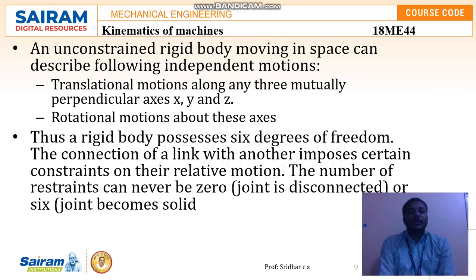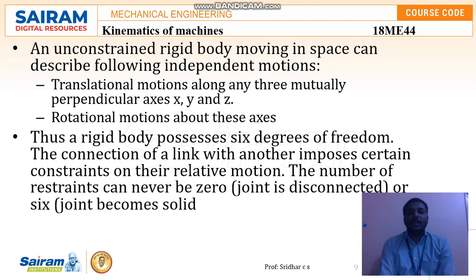Continuing, an unconstrained rigid body moving in space will have 6 degrees of freedom. The 6 degrees are three translational motions and three rotational motions, with respect to the axes x, y and z. So along with it, 6 degrees of freedom can be obtained in any body in space. Thus the rigid body possesses 6 degrees of freedom.